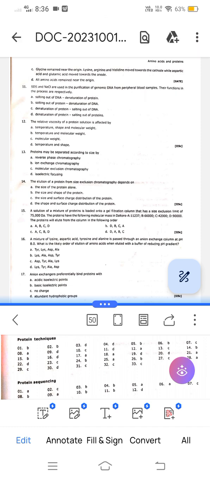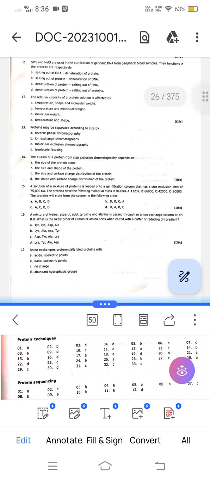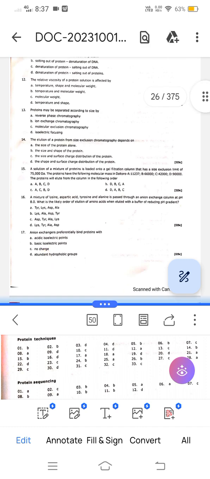Proteins may be separated according to size by 13C. Molecular exclusion chromatography. Size. The elution of a protein from a size exclusion chromatography depends on 14B. The size and shape of the protein. Size exclusion chromatography is the obvious answer.